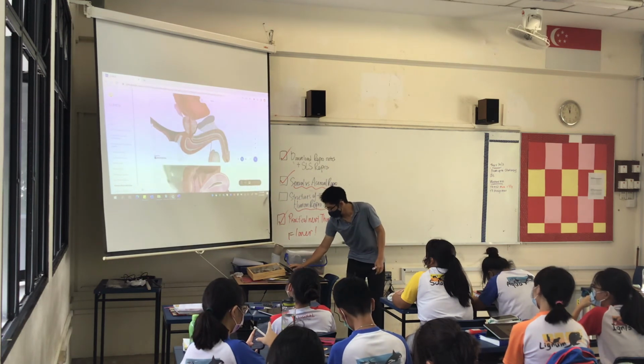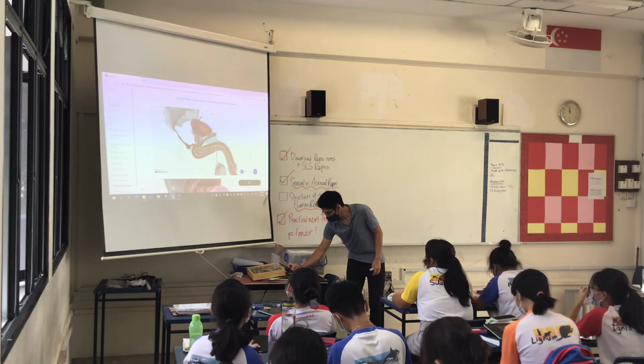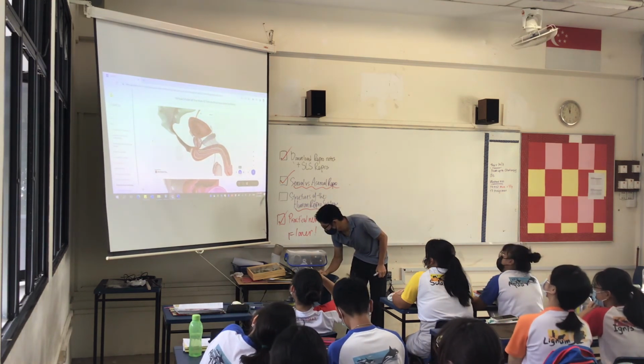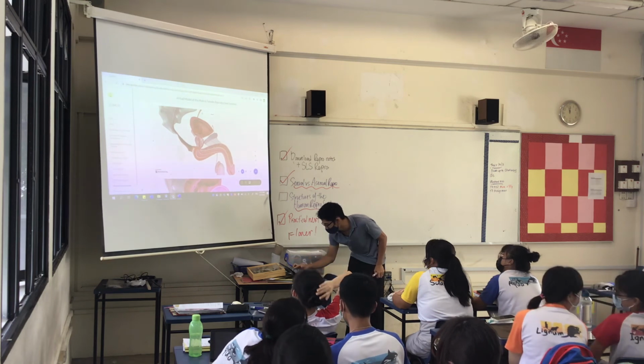Let's look at the male. Here's the male. I think I removed too much. How do I give back the male parts? Let me restart the whole thing.